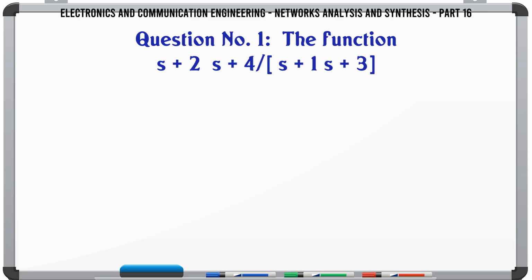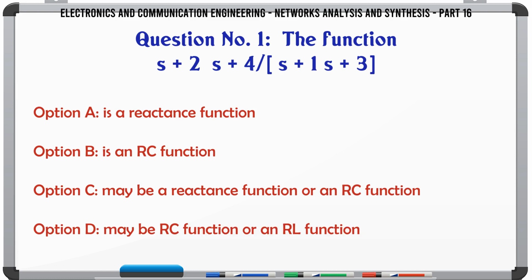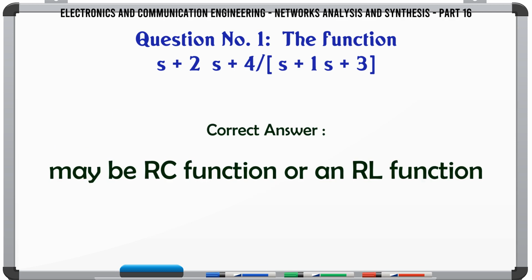The function S2, S4, S1, S3. A is a reactance function. B is an RC function. C may be a reactance function or an RC function. D may be RC function or an RL function. The correct answer is may be RC function or an RL function.